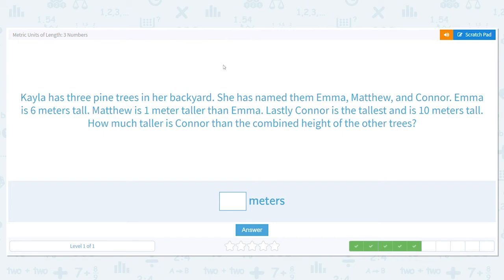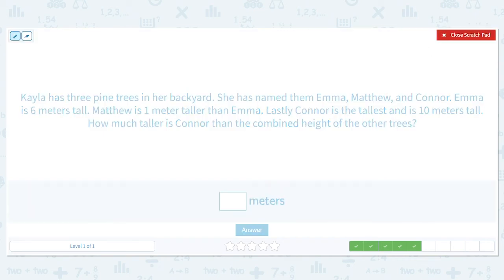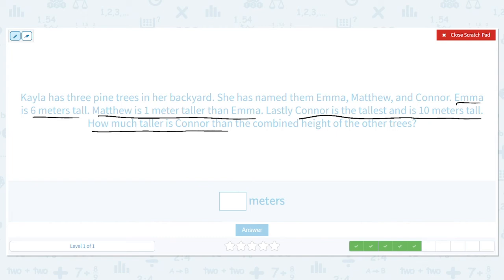Kayla has 3 pine trees in her backyard. She has named them Emma, Matthew, and Connor. Emma is 6 meters tall. Matthew is 1 meter taller than Emma. Lastly, Connor is the tallest and is 10 meters tall. How much taller is Connor than the combined height of the other trees? We have a lot we have to do here.